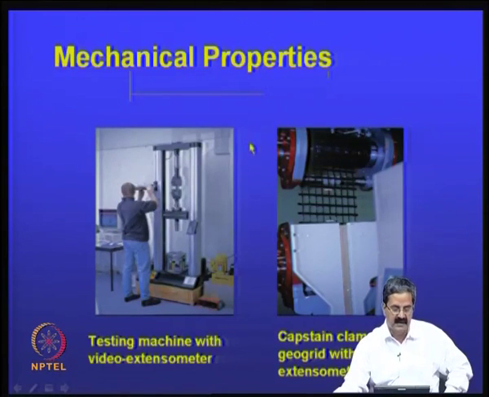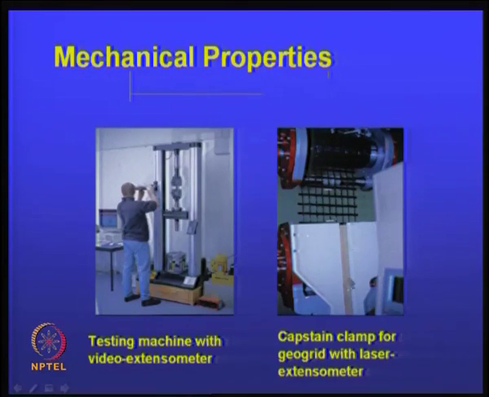Mechanical properties: you can see that this is a material that is being tested, here is a geogrid or a geotextile. The testing machine has a video extensometer, which measures the deformation in the strain using sophisticated equipment such as a video extensometer. Here they are trying to use a laser extensometer. You have a geogrid here, you can see that it is being pulled and they are trying to measure that strain.